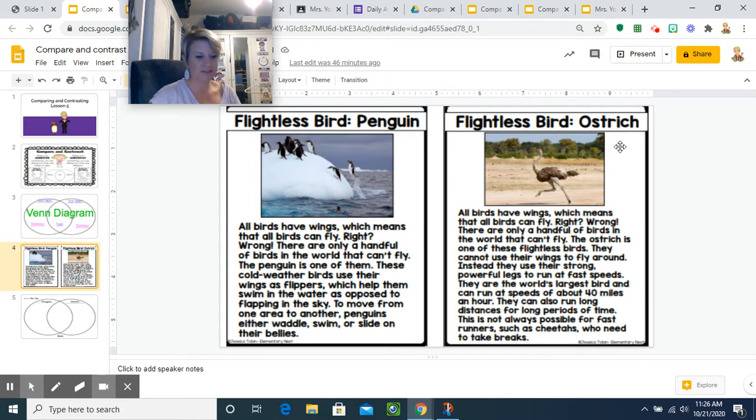Okay, our first story, Flightless Bird Penguin. All birds have wings, which means that all birds can fly, right? Wrong. There are only a handful of birds in the world that can't fly. The penguin is one of them. These cold weather birds use their wings as flippers, which help them swim in the water, as opposed to flapping in the sky. To move from one area to another, penguins either waddle, swim, or slide on their bellies.